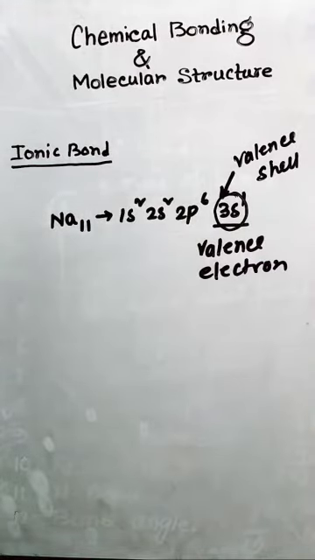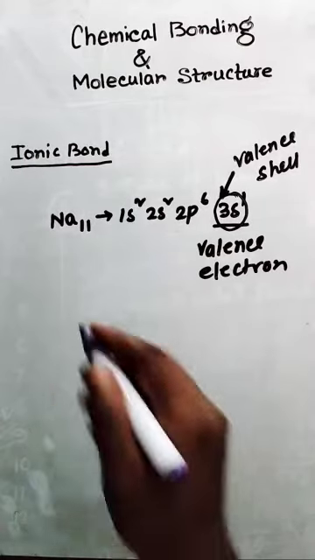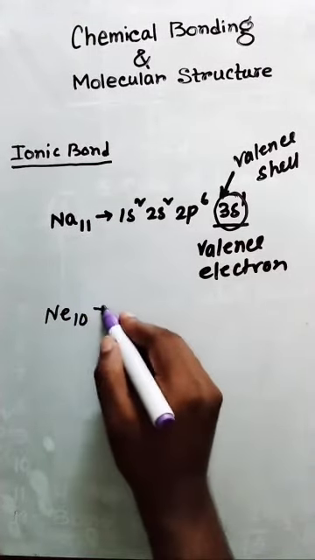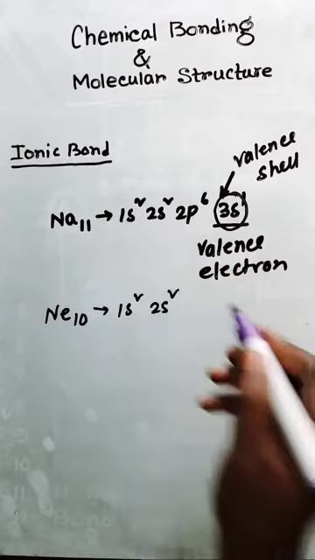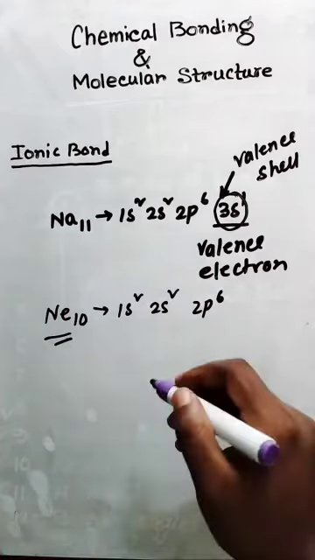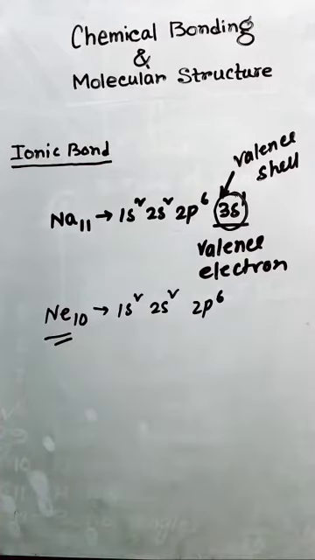You know, sodium has 11 electrons, but every atom actually tries to arrange itself similar to a noble gas or the nearest noble gas. So the nearest noble gas of the sodium atom is neon, which has 10 electrons, that means 1s2, 2s2, 2p6, and neon has a stable electronic configuration. So sodium always tries to arrange itself similar to neon.